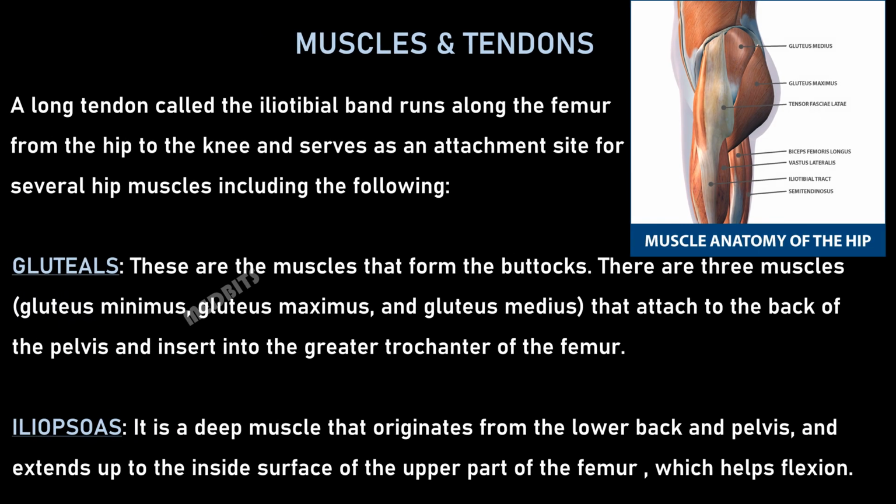So coming to the next topic, muscles and tendons. A long tendon called the iliotibial band runs along the femur from the hip to the knee and serves as an attachment site for several hip muscles, including the following that I'll be saying. This is the iliotibial band, or known as iliotibial tract, coming from the ilium to the knee.